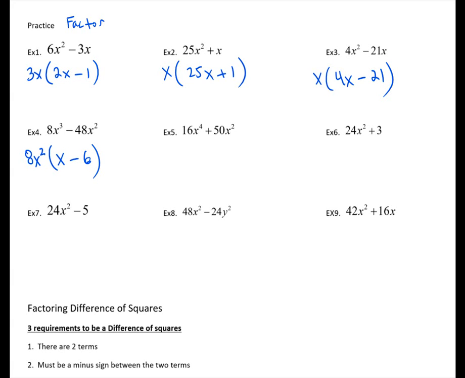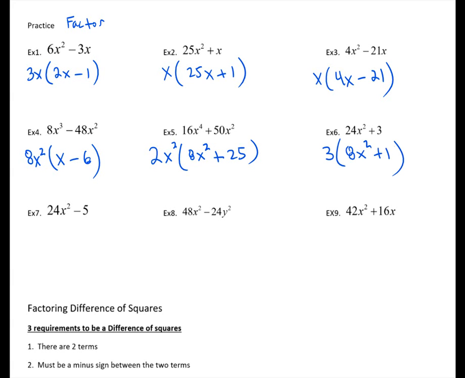Okay. Over here, number 5, 16 and 50. What's the biggest number that divides both? Well, looks like I can only think of 2. Then I have x to the 4th and x squared. So we have 2 x's in common, so I could take out an x squared from both. So I would end up with 8x squared plus, that'd be 25 inside the parentheses, right? I'll do one more. So let's see over here, 24, 3, looks like I take out a 3. I would end up with 8x squared plus 1, okay?